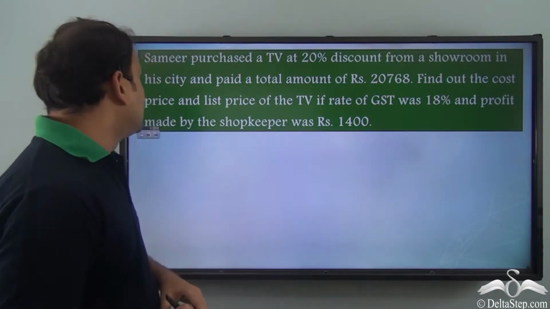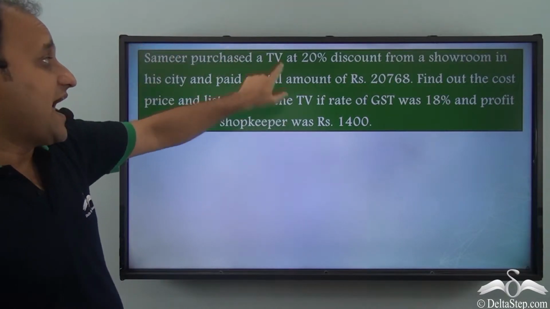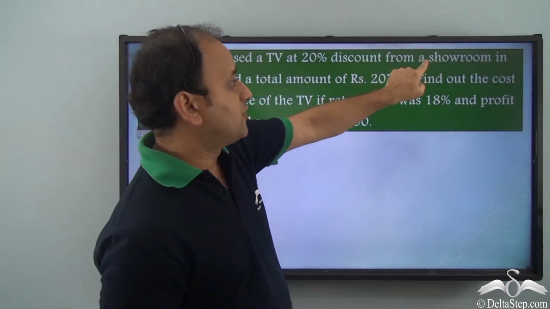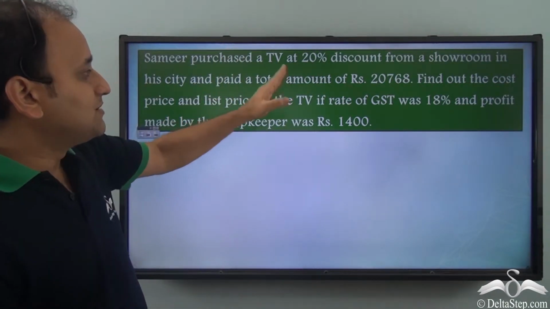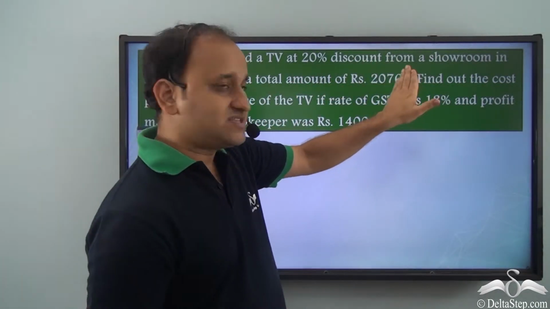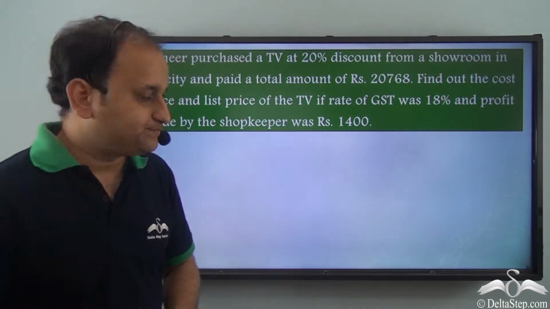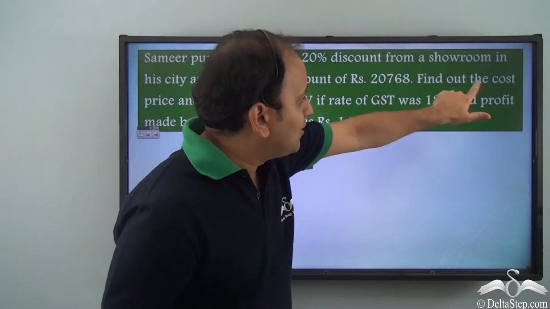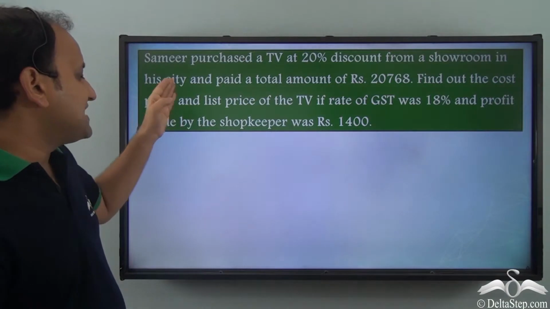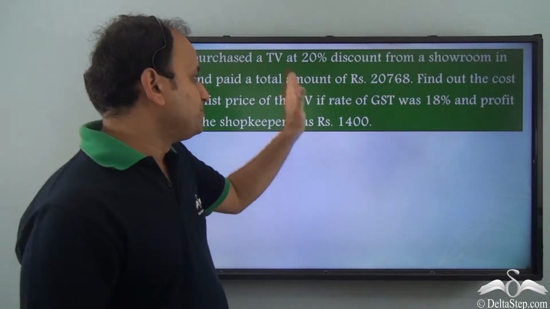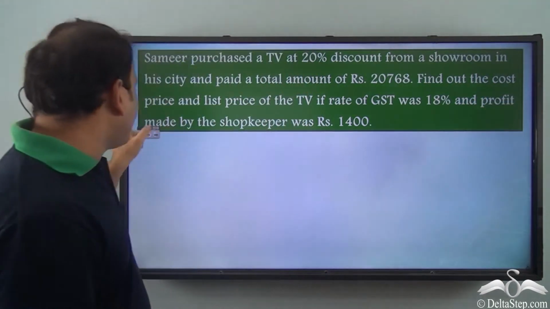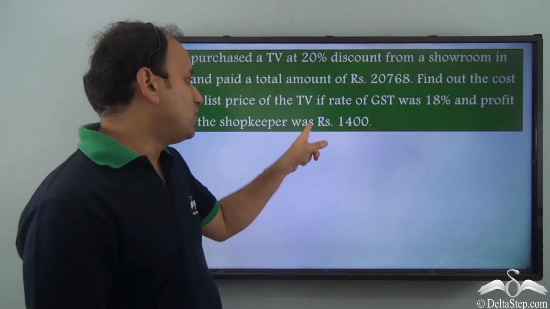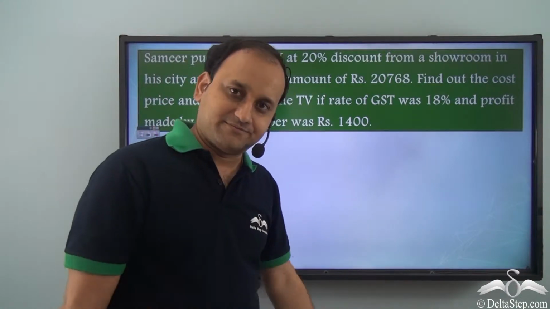It states that Samir purchased a TV at 20% discount from a showroom in his city and paid a total amount of rupees 20,768. Now we need to find out the cost price and list price of the TV if rate of GST was 18% and profit made by the shopkeeper was rupees 1400.